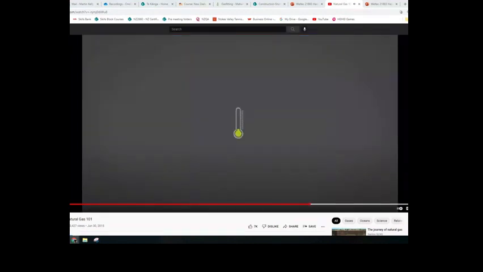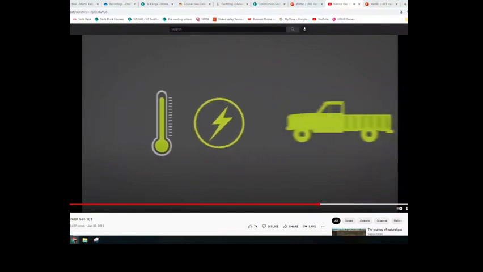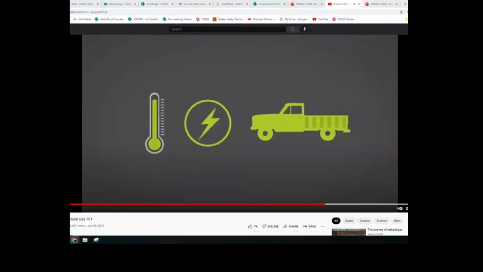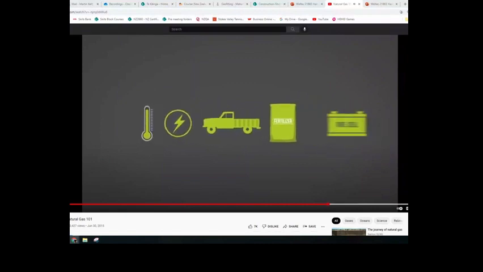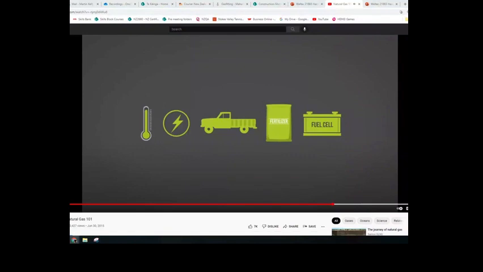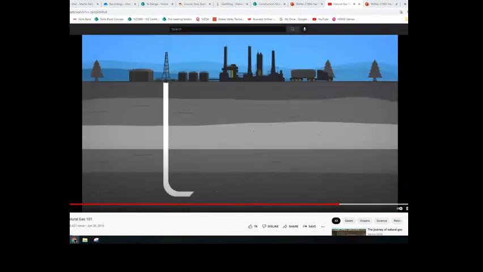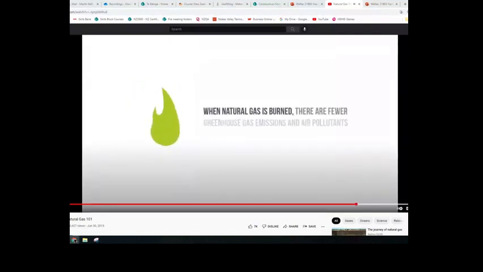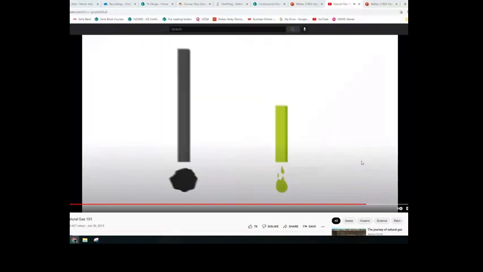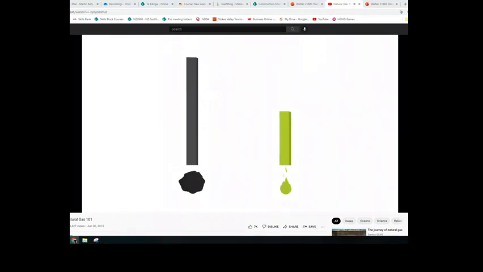Natural gas is mostly used for domestic or industrial heating and to generate electricity. It can also be compressed and used to fuel vehicles and as a feedstock for fertilizers, hydrogen fuel cells, and other chemical processes. Natural gas development, especially in the United States, has increased as a result of technological advances in horizontal drilling and hydraulic fracturing. When natural gas is burned, there are fewer greenhouse gas emissions and air pollutants when compared to other fossil fuels. In fact, when used to produce electricity, natural gas emits approximately half the carbon emissions of coal.